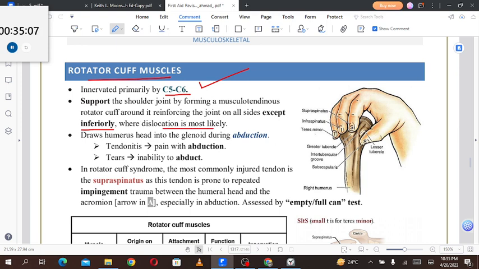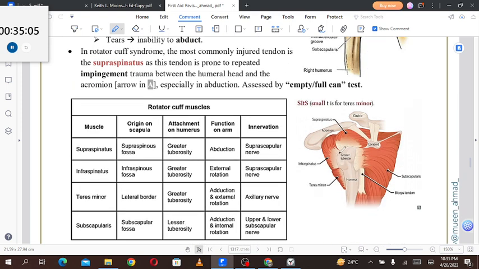So here you can see that these muscles are joining the joint capsule over here. That's a good picture. These are the SITS muscles. This is the glenohumeral joint. So this is the glenoid labrum over here, and here the humeral head, something like that.